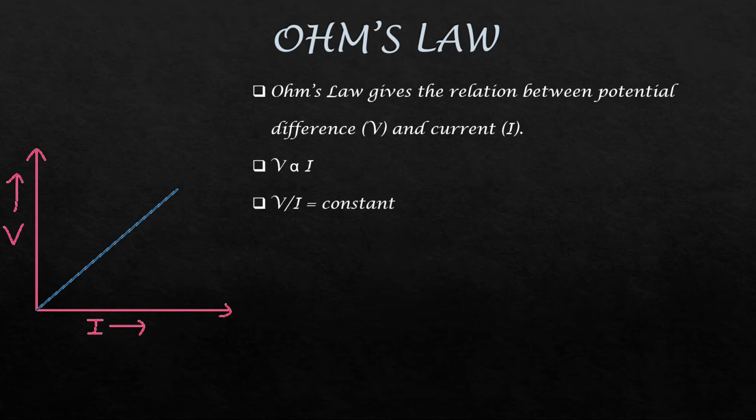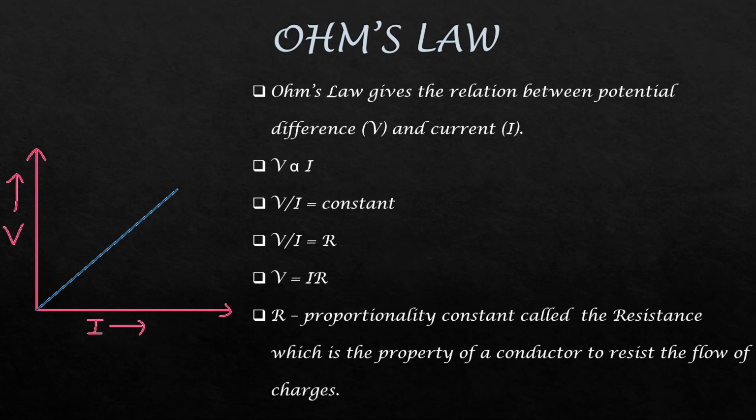In order to remove this proportionality, we equate it to a constant. So, V by I will be equal to a constant, and that constant is given as R. So, I can also write V is equal to IR. Now this R is the proportionality constant and it is called the resistance.